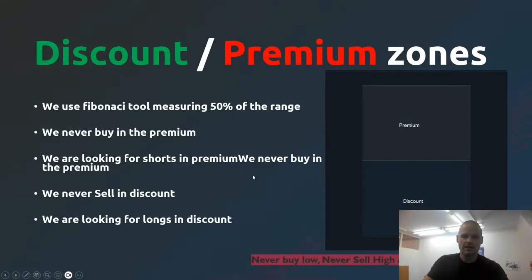Yeah, and this is actually what I was talking about. So we use a Fibonacci tool to measure our range. It's always the last swing. Once the price starts to, because you need to wait until the price starts to do some pullback.